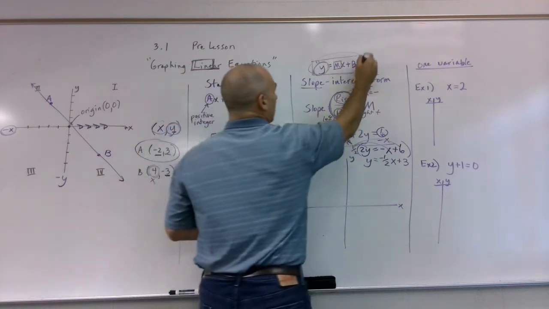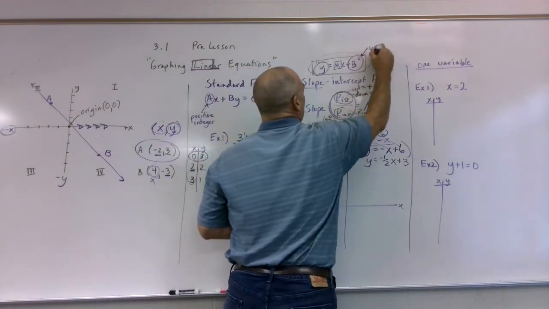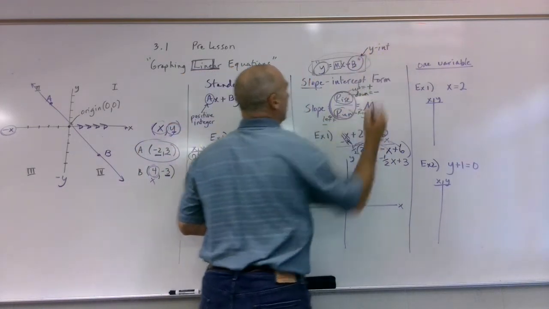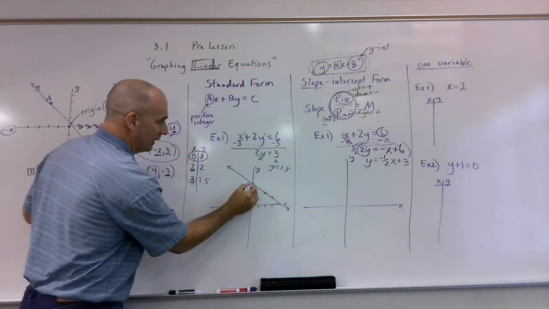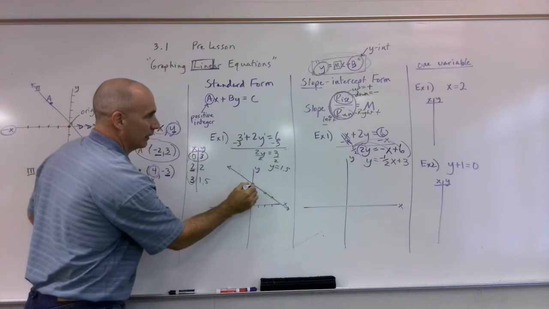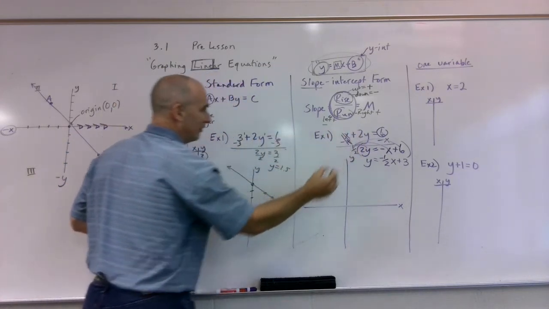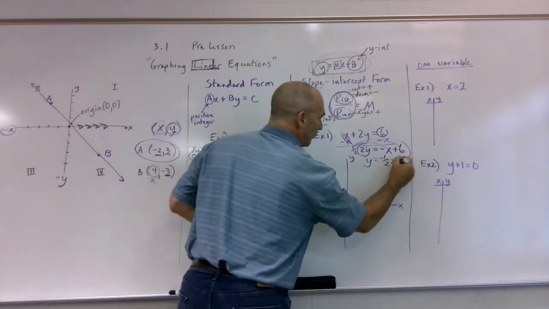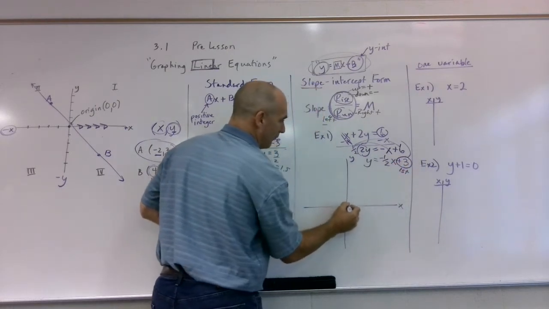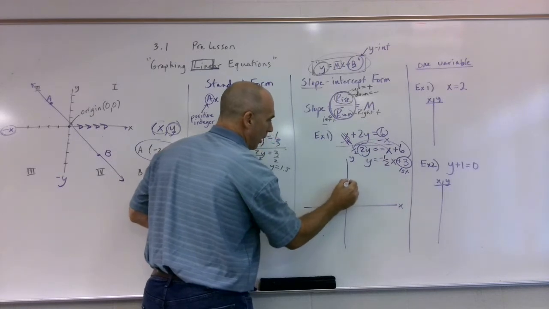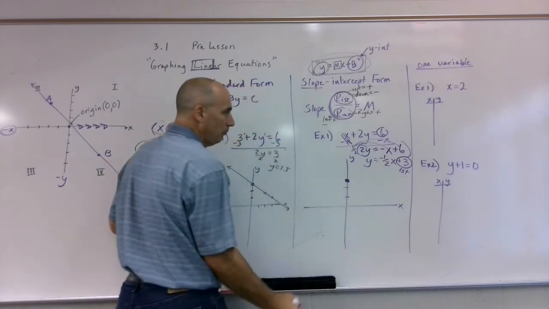Now, what is b? B is my y-intercept, and that's where the line crosses the y-axis. Now remember, we had 0, 3 over here, and this is the same equation as this. Well, over here, this is my y-intercept, and I'm going to do that first, and that means I'm going to find the y-axis, and I'm going to go up 3.